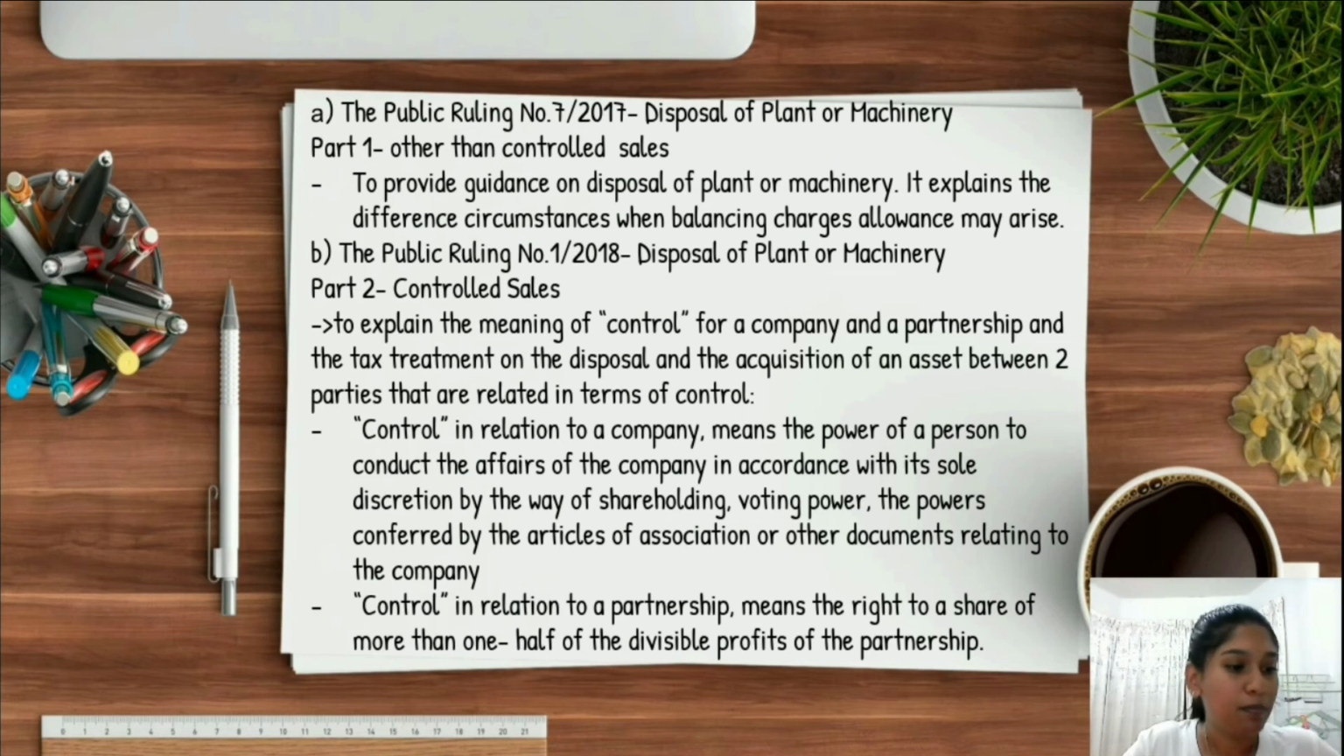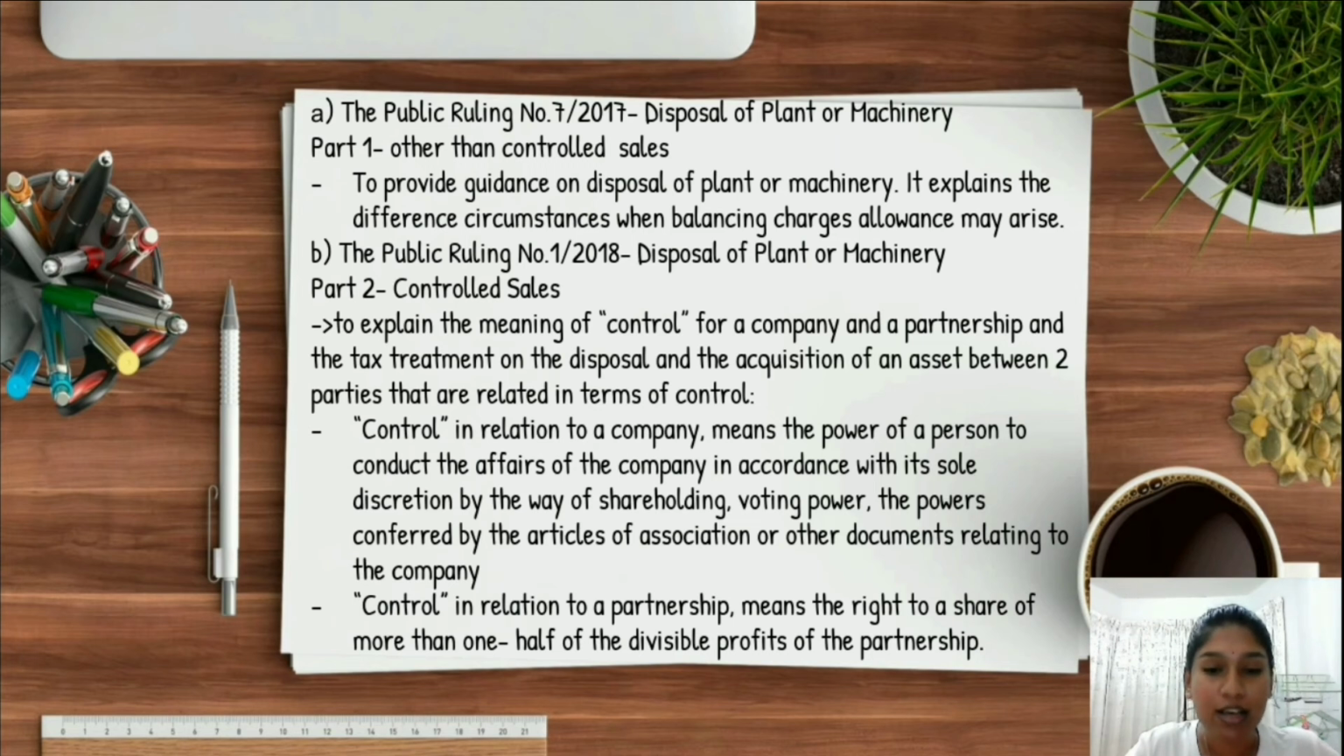The Public Ruling Number 1, 2018, Disposal of Plant or Machinery Part 2, Controlled Sales, was issued on 26 February 2018, and the objective of this public ruling is to explain the meaning of control for the company and partnership and the tax treatment on the disposal and the acquisition of an asset between two parties that are related in terms of control.